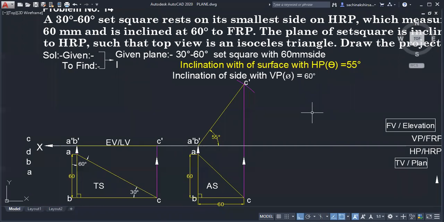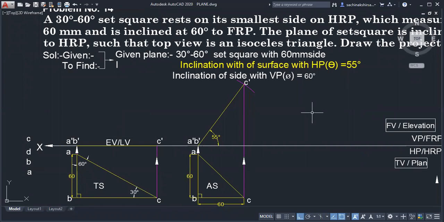Third step. What is third step? Who will tell? If not, just try to see. Those who have got, very good. After this now, third stage. What we are supposed to do in third stage? First, angle with VP. But whose angle, whose inclination or whose angle is given with VP? Side AB. In what word it is given?